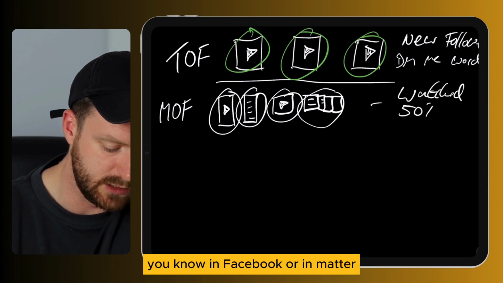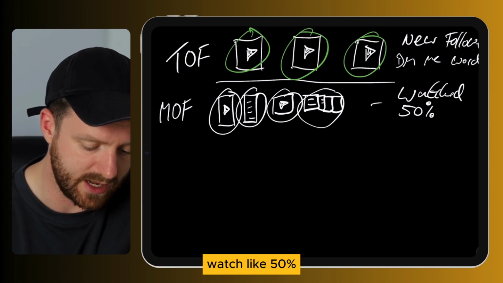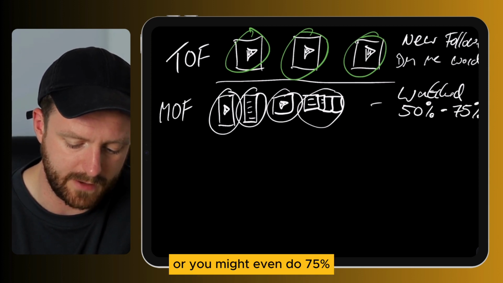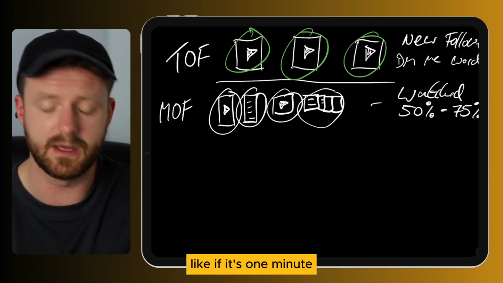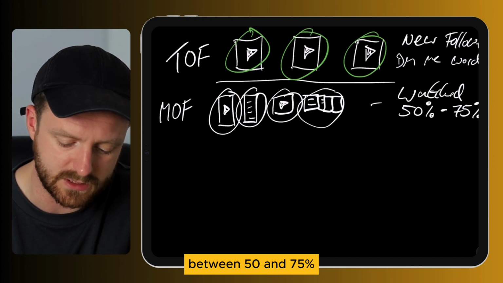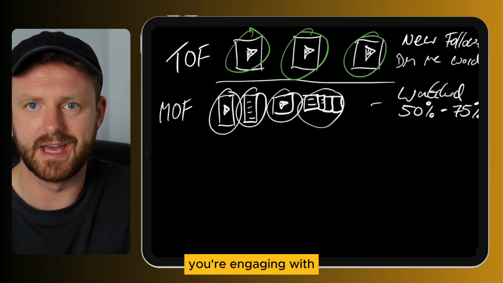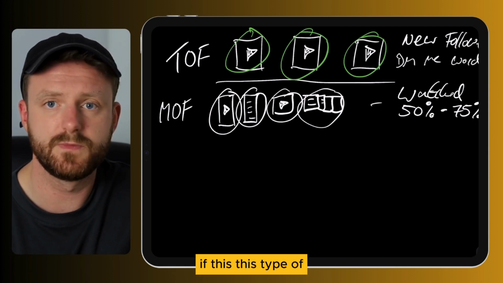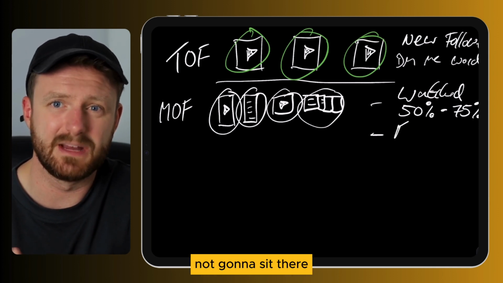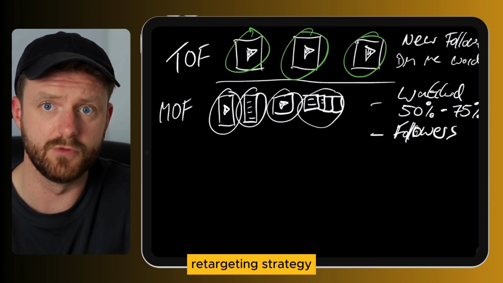In Facebook or in Meta, you can create an audience that has, say, watched 50% of a video, right? Or you might even do 75%. If it's a shorter video, like 1 minute, for example, which a lot of your reels might be, then you probably want to do between 50 and 75%. That's going to mean that you're engaging with the right people. Because if this top of funnel video is really specific to your audience, then the chances are they're not going to sit there for 30, 40 seconds and watch something that doesn't relate to them. So it's a really easy retargeting strategy.